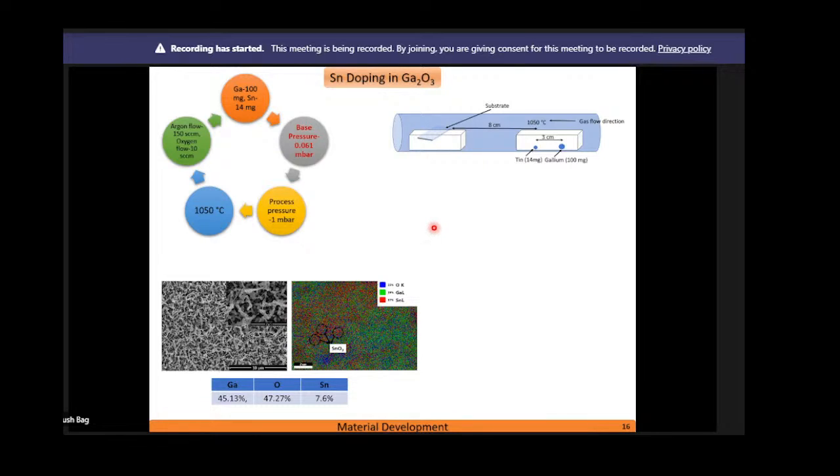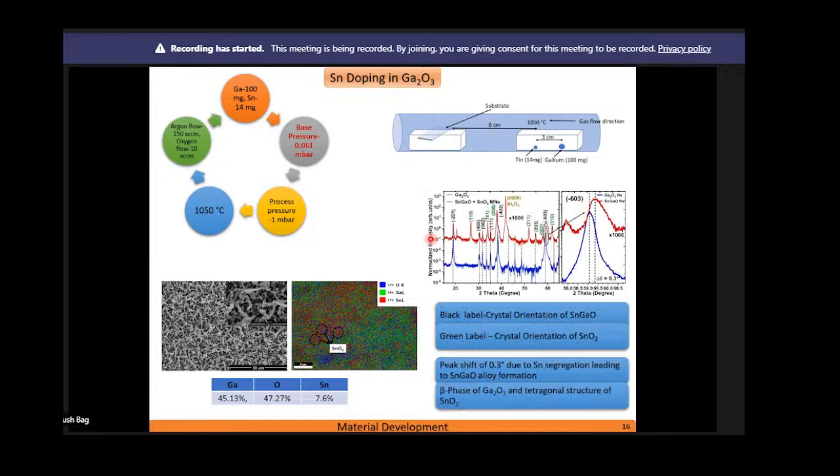So initially, when we tried to dope this gallium oxide with the tin, we ended up getting SnO2 as well as Sn alloyed gallium oxide, not the doped gallium oxide. So how do we confirm this phenomenon? Here you can see there is a peak shift in the gallium oxide. See, this red color is after incorporating tin.